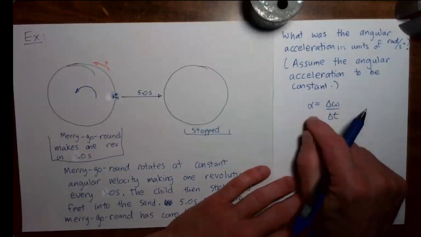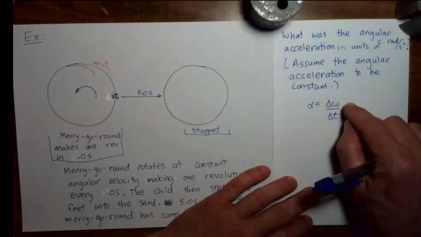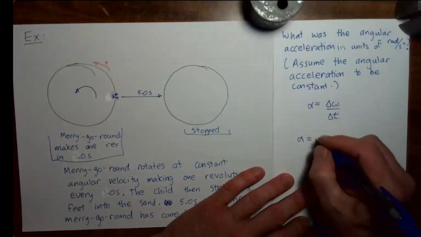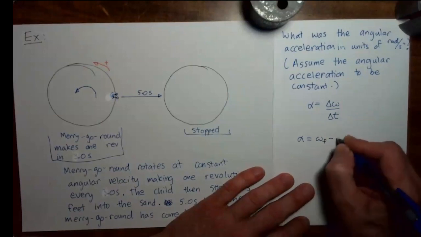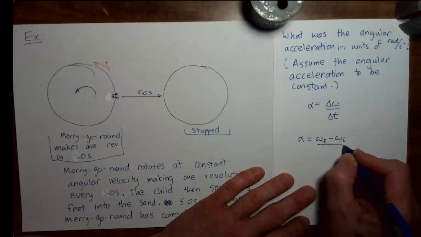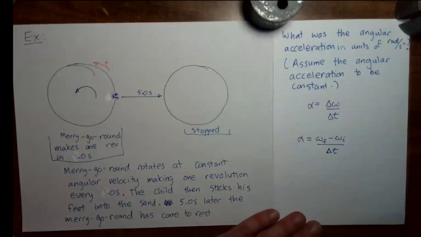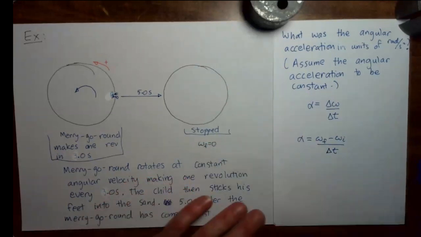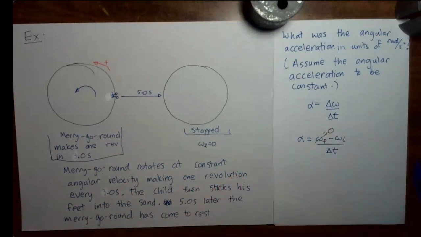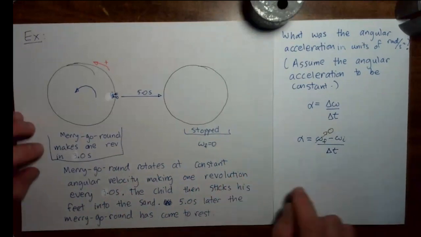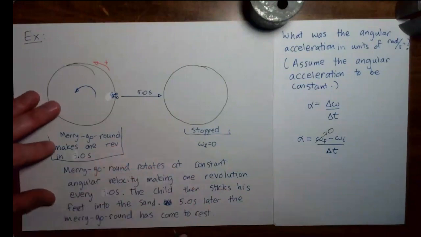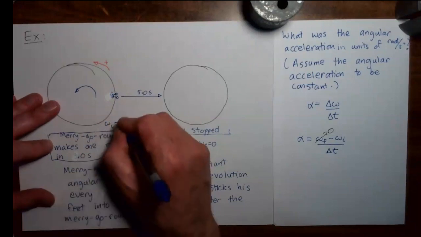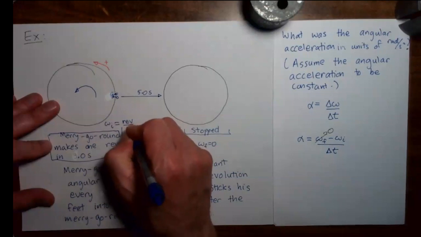Anyways, getting to the formula now, we have angular acceleration is change in angular velocity over time interval. Let's write change in angular velocity as the final angular velocity minus the initial angular velocity. Then we divide by the time interval. The final angular velocity is 0. I'll put that into the picture. The initial angular velocity is 1 revolution every 3 seconds. We can write that as a revolution every 3 seconds.